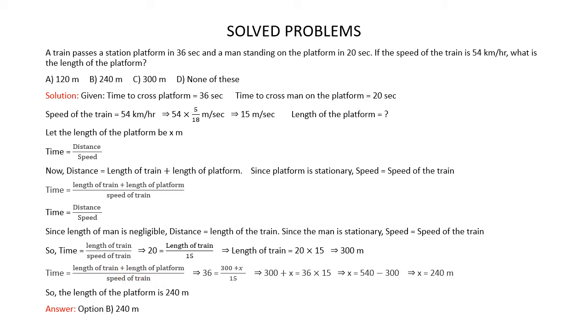So now we have 36 is equal to 300 plus x divided by 15. On cross multiplication, we get 300 plus x is equal to 36 multiplied by 15. On solving this, we get x is equal to 240 meters. So the length of the platform is 240 meters. So the correct answer is option B, 240 meters.